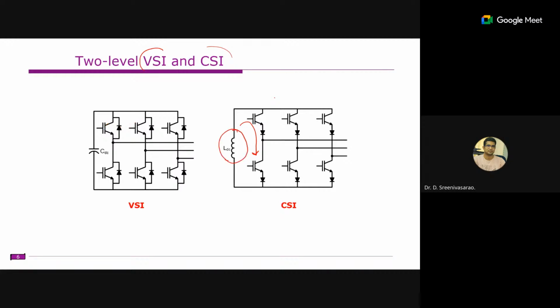Whereas if a short circuit occurs here, we have a voltage source with a short circuit, so theoretically you will get infinite current, and it will damage the switching devices. Obviously, this can be prevented by adjusting the firing pulses between these two, or by maintaining some delay between the upper and the lower devices.